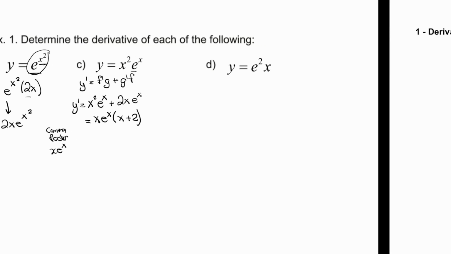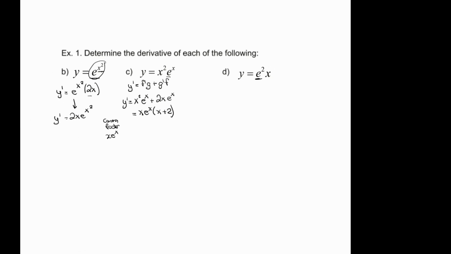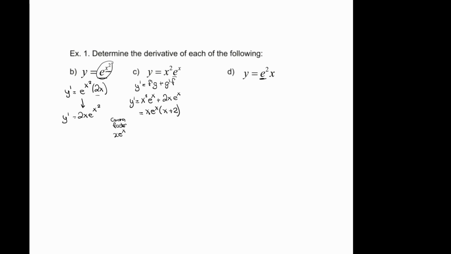Now, this one, our final one here on this page, is a little different because we don't have x in both terms. Remember, e to the power of 2 is just a number, the same as pi. Pi is just a number. E to the power of 2 is just a number. It's a constant. It's no different than having 3 to the power of 2 times x. So if we take the derivative of this, we end up with the derivative of just e to the power of 2. The derivative of a constant times x is just the constant. That's it. That's all she wrote for that one.